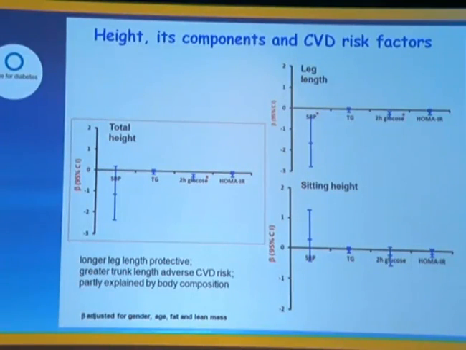And when we look at the relationship of total height, height was inversely related to blood pressure, glucose, insulin resistance, and triglycerides. It was significant for 2-hour glucose. In other words, shorter people had higher glucose. When we divided that into leg length and sitting height, it was the leg length which was predicting glucose and blood pressure. So those with shorter legs, indirectly suggesting they had faced an intrauterine adversity and therefore a body composition adjustment, were at higher risk of diabetes and hypertension. Sitting height had no prediction.